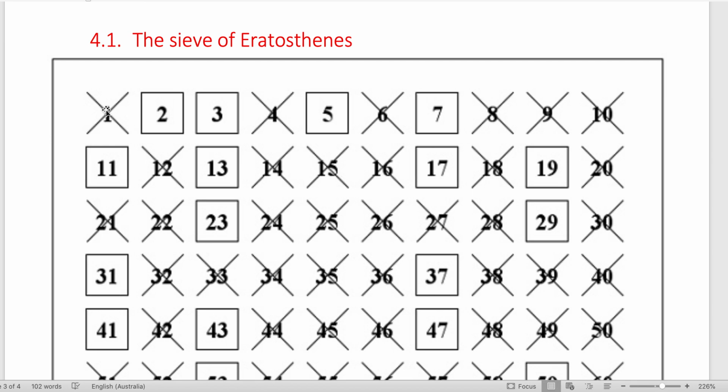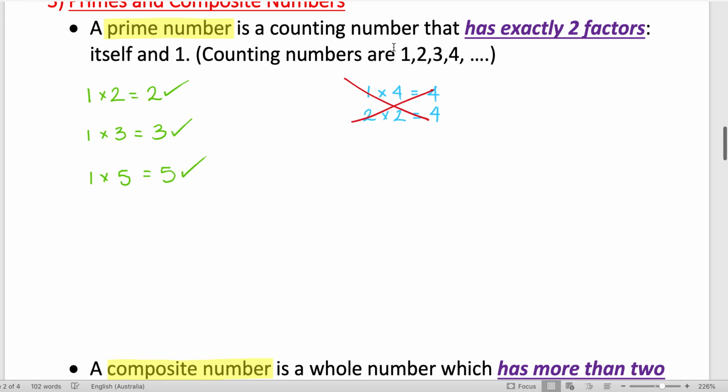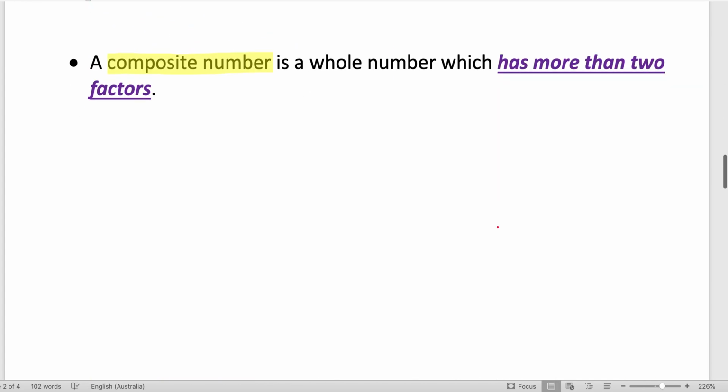Because what is the definition of a prime number? It says here, a prime number is a counting number that has exactly two factors. If I do 1, let's do the special case here. I have 1 times 1 equals 1. I can't do anything else. How many factors does 1 have? Only 1. So it doesn't fulfill the definition, so it's not a prime number. It's neither a composite because it doesn't have more than 2. So it's a special case.